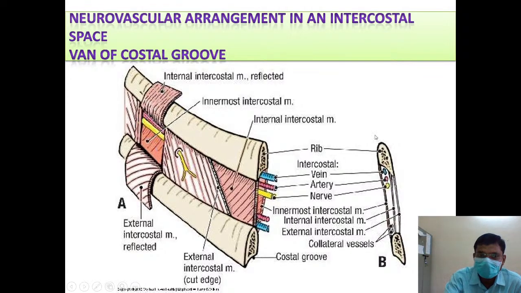Okay, now you can also see the external intercostal muscle here again. And this is the internal intercostal muscle. So in this way, from above downwards, the neurovascular bundle lies in the form of a VAN, that is vein, artery and nerve.